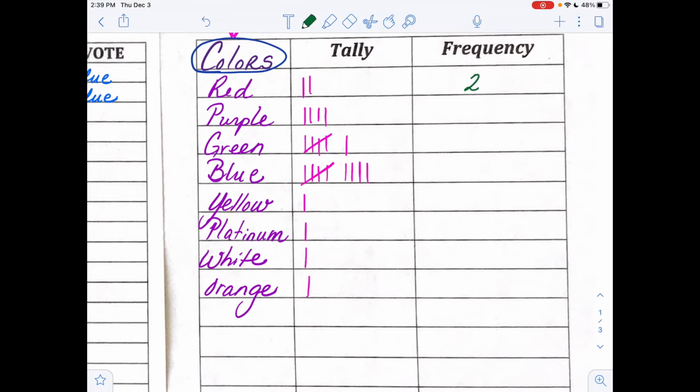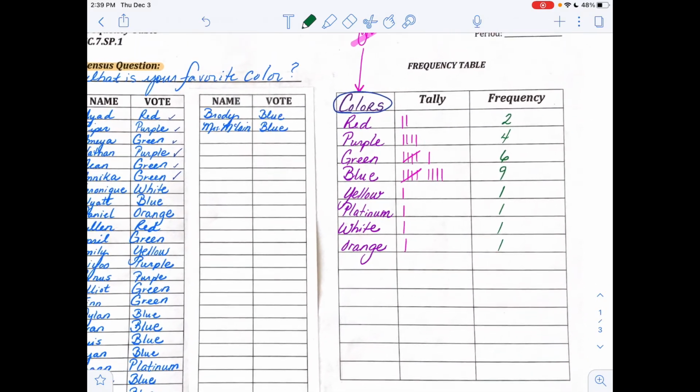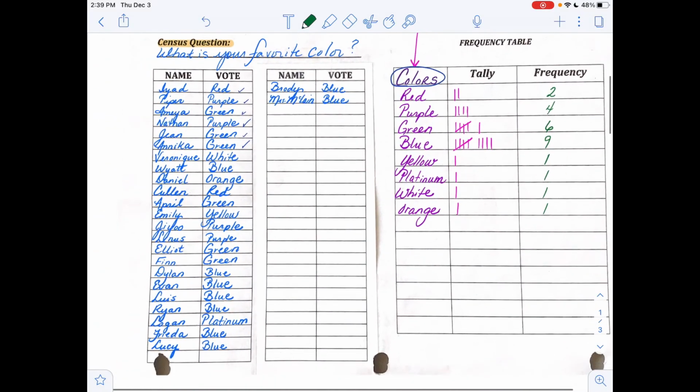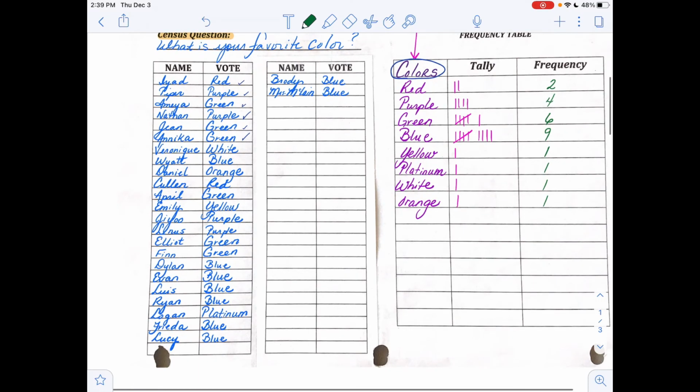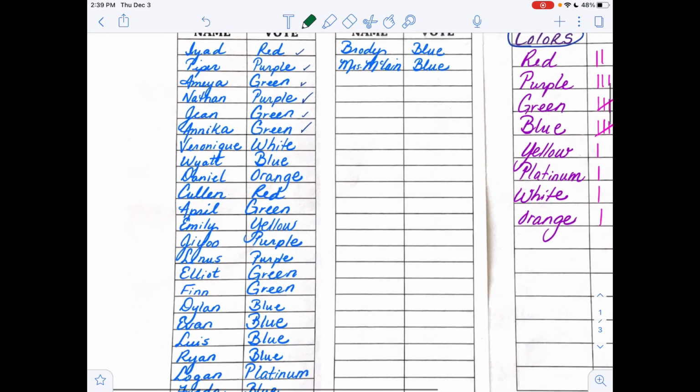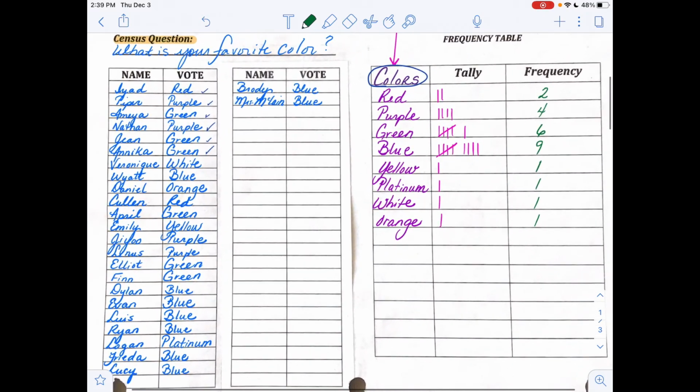That was 2. Purple, 4. Green, 6. Blue, 9. Yellow, 1. Platinum, 1. White, 1. Orange, 1. Now, I have all that information that was in this long table when I was just voting and writing down answers. I have it organized in one nice place.